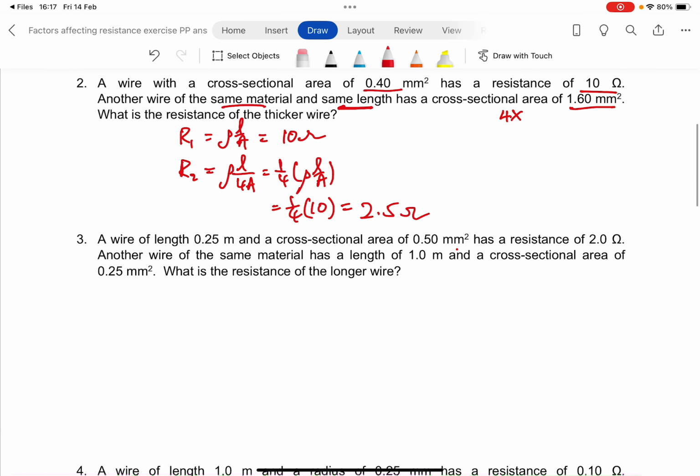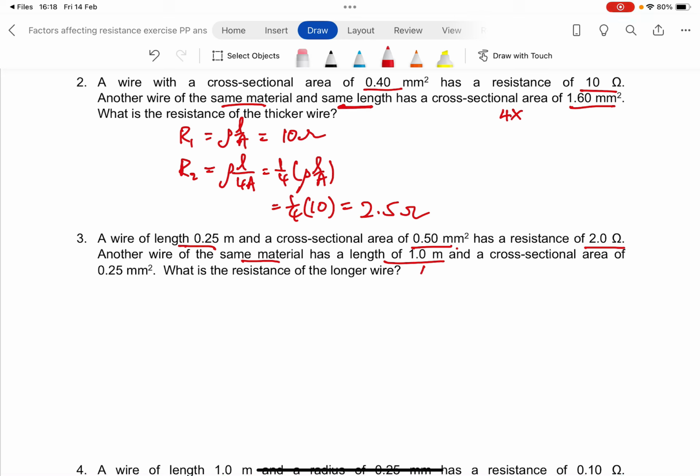Okay. Question 3, we have length 0.25 meters, cross-sectional area 0.5, resistance 2.0 ohms. Another wire, same material, length 1 meter. That means that the length is 4 times, from 0.25 to 1. And cross-sectional area of 0.25 mm squared. So from 0.5 to 0.25 is half. The area is halved.